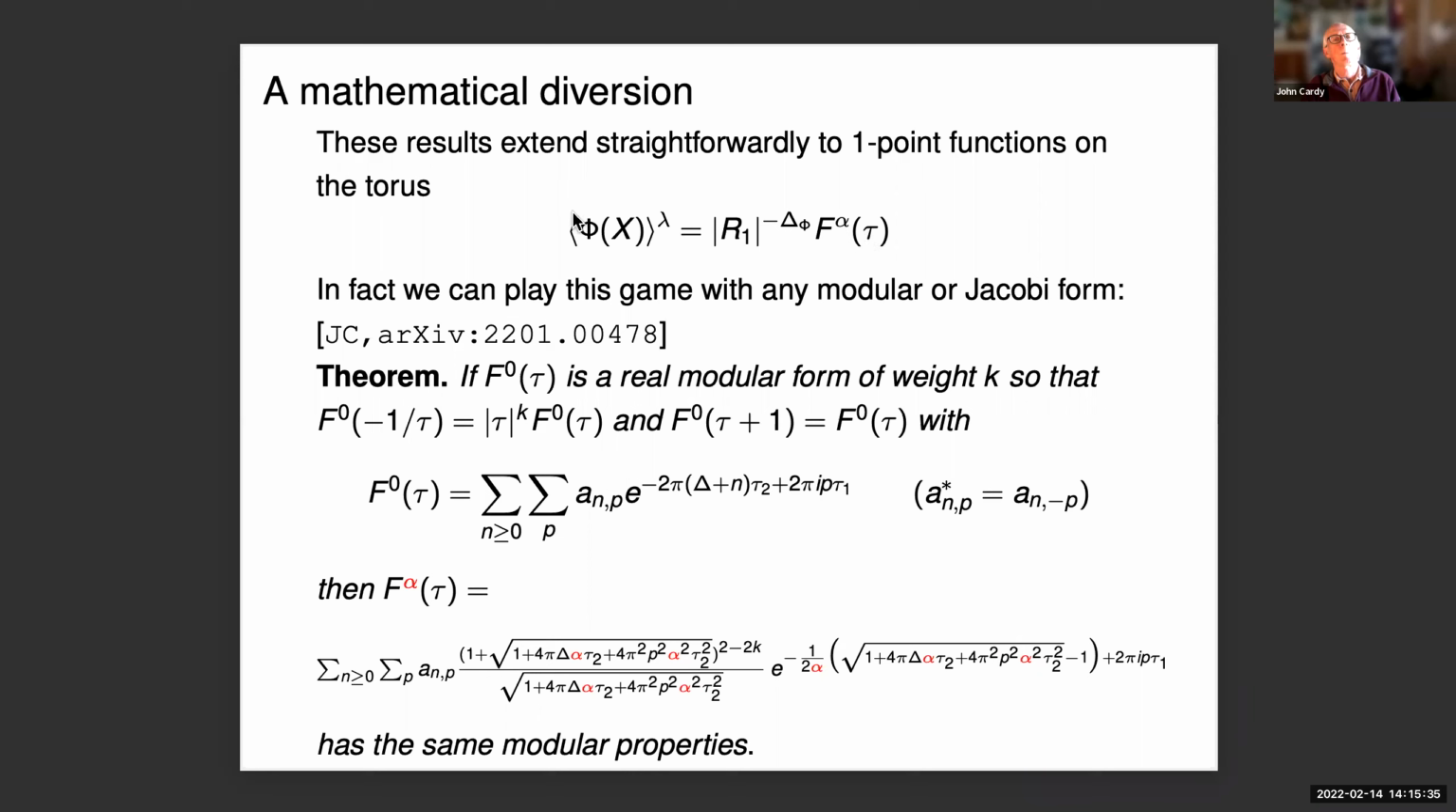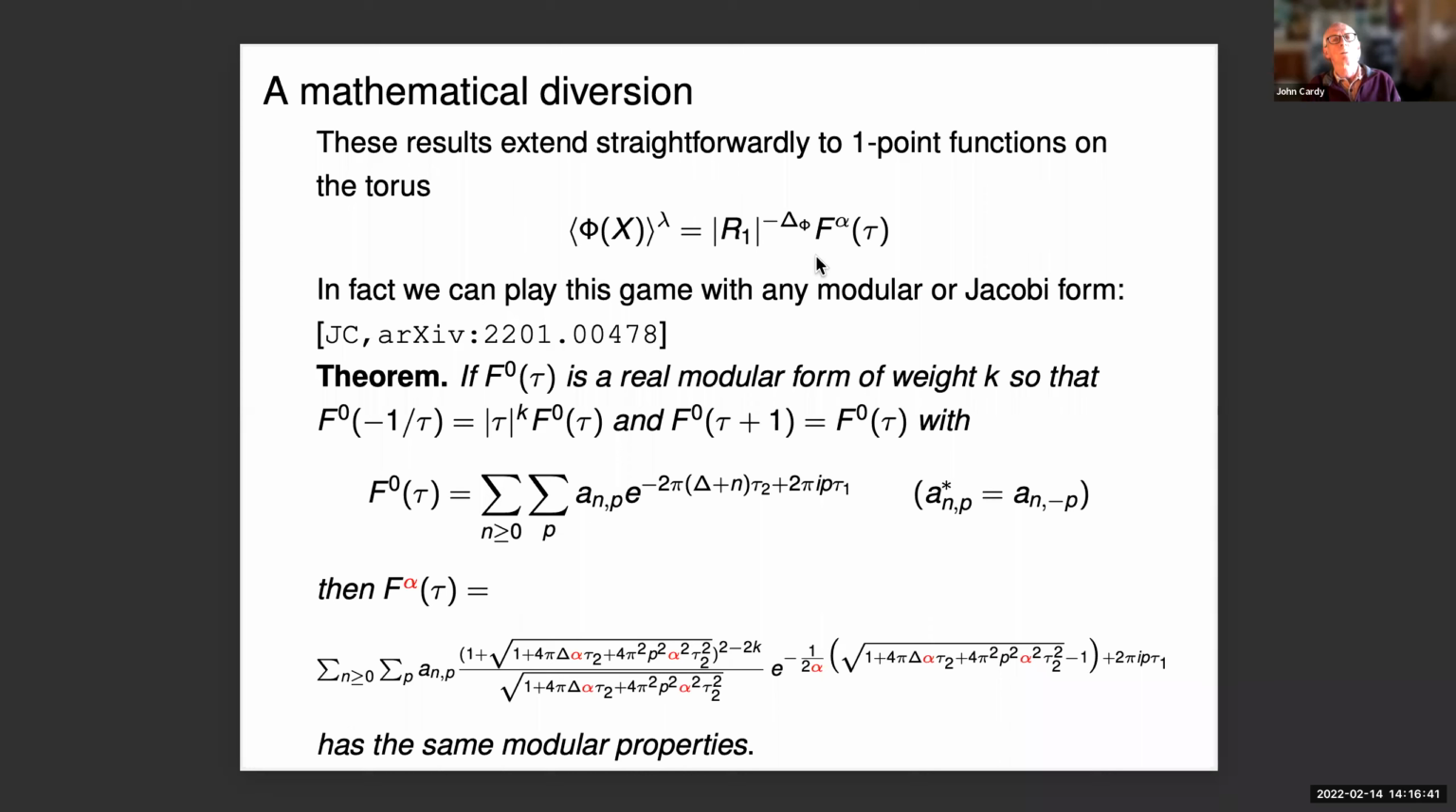Because of this, we expect it to be modular invariant under the modular group of the torus, which means that F alpha is going to be a modular form of weight out of phi. And then, going through the previous arguments, trying to prove that if f of 0, the unperturbed one, is a modular form of weight out of phi, then f of alpha is, you realize that you can play this game, in fact, with any modular or indeed Jacobi form.